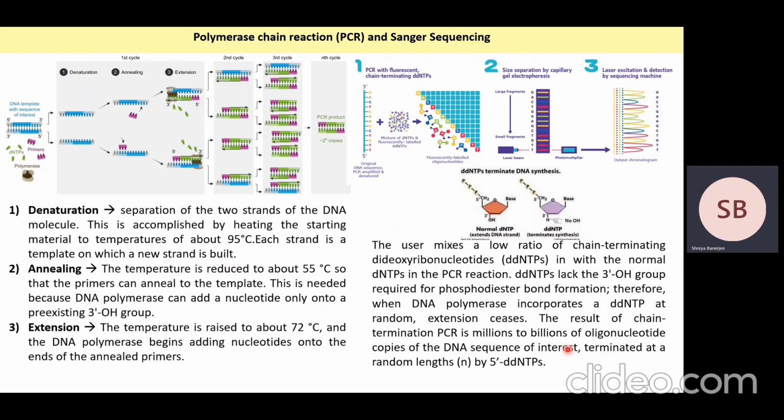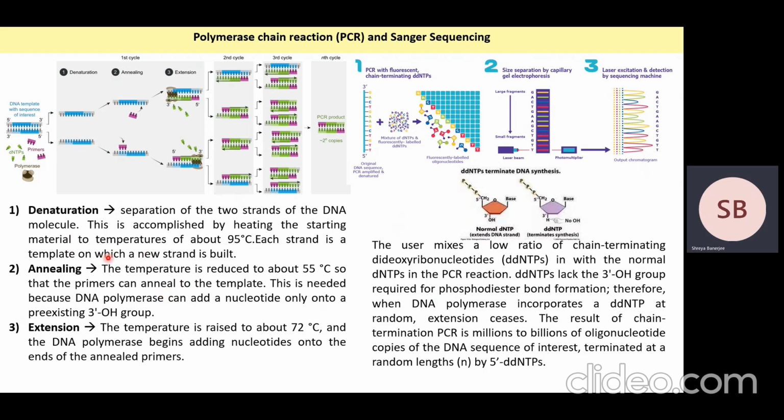Now we'll just revise what we have learned in the first class, which is polymerase chain reaction and Sanger sequencing. So in polymerase chain reaction, there are three main steps. Firstly, the denaturation, which is separation of two strands of DNA molecule. So if you have a DNA molecule and it is heated to 95 degrees Celsius, this will break the hydrogen bonds between the base pairs and the two DNA strands will separate out. Each strand can now act as a template on which the new strand is built.